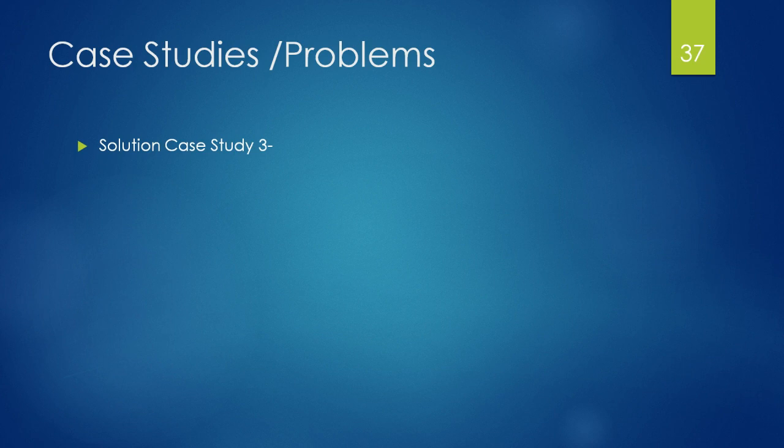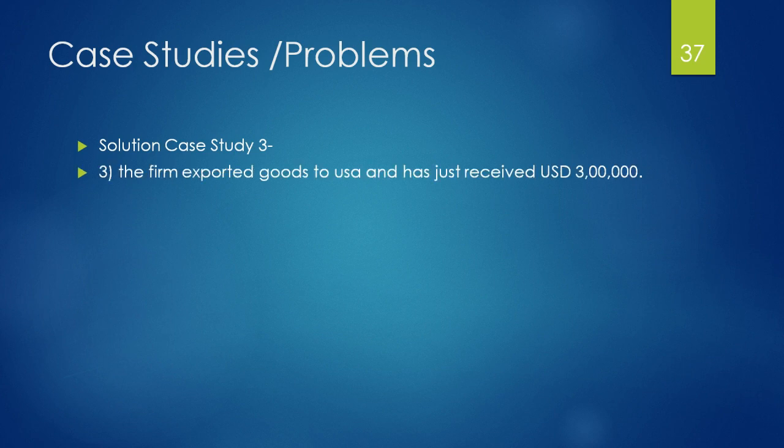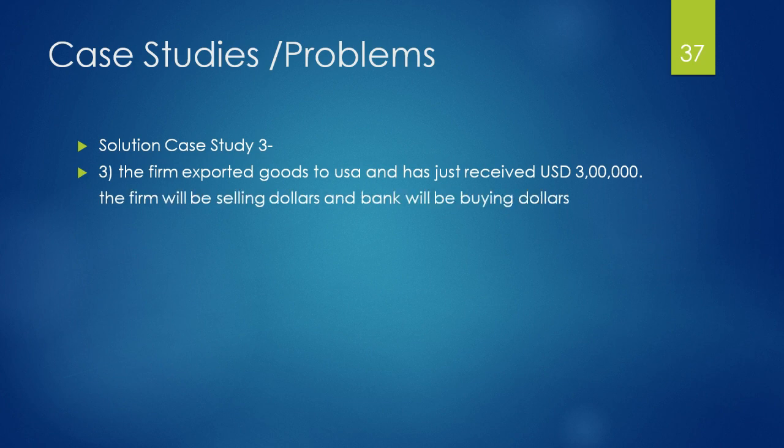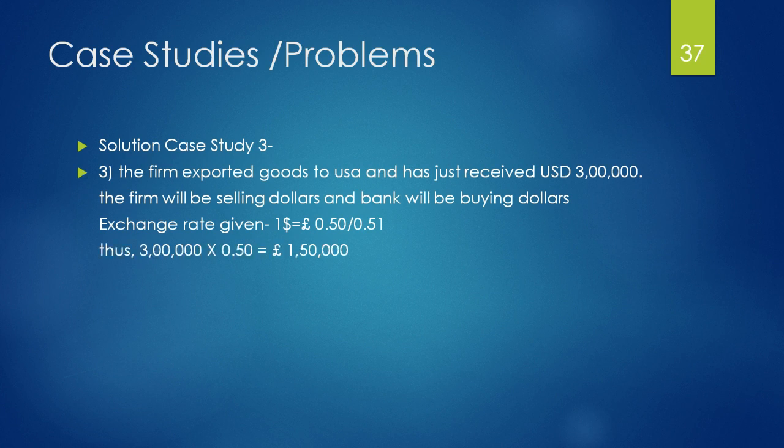The third part states, the firm exported goods to USA and just received US dollar 3 lakhs. Here the firm will be selling dollars and the bank will be buying dollars. The exchange rate is given as $1 equals to 0.50 slash 0.51 pounds. And we will use bid rate of 0.50 here. So the bank will buy $1 at 0.50. Hence the bank will buy $3 lakh for 3 lakh into 0.50 equals to 1,50,000 pounds.